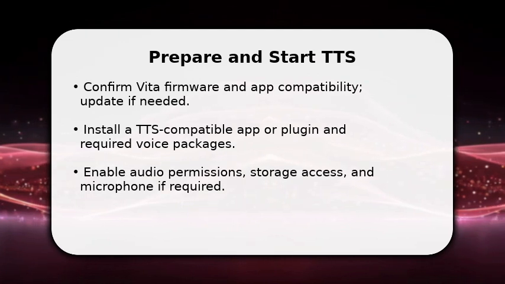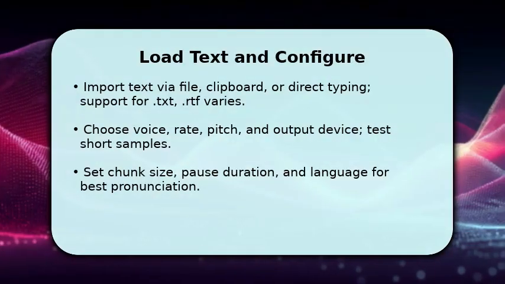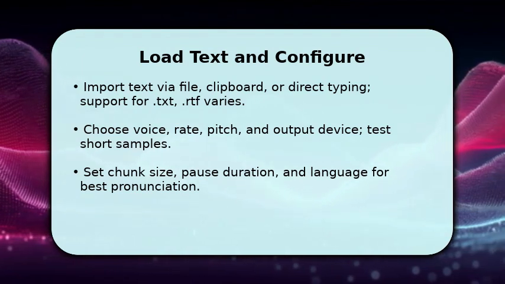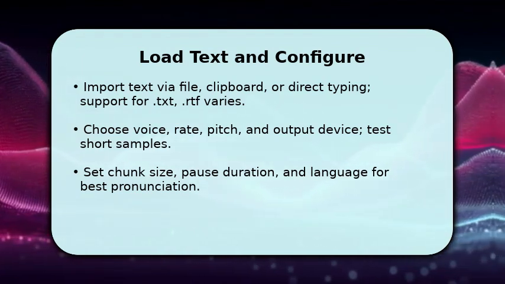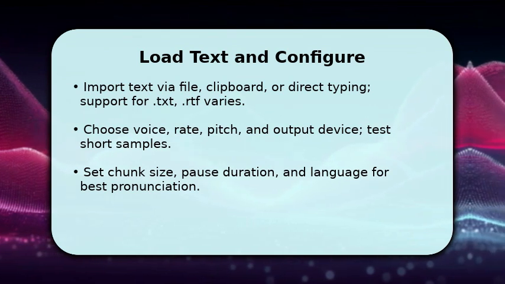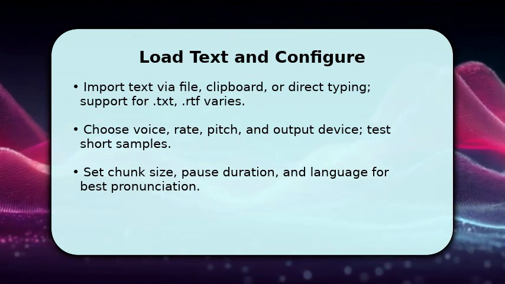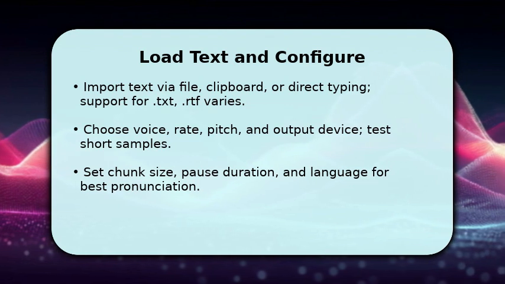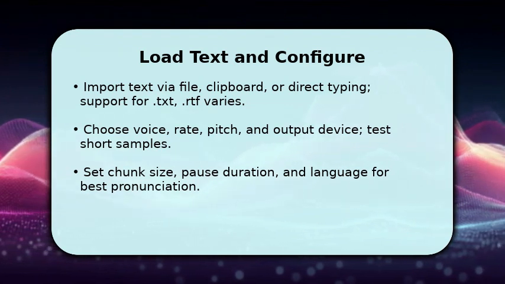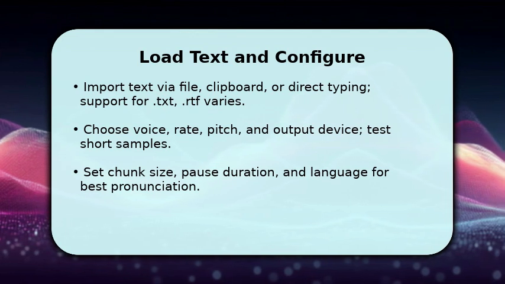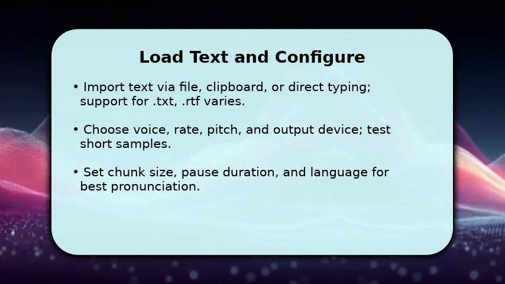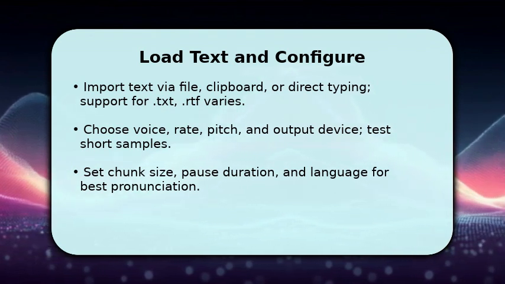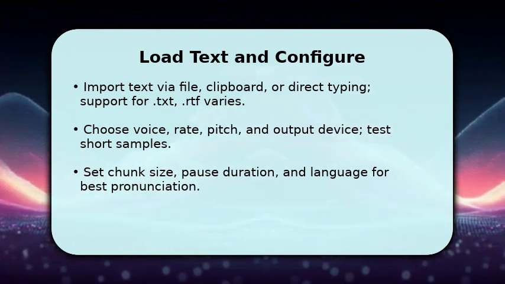Next, you load the text you want read. Either import a file, paste from the clipboard, or type directly. Once the text is present, select the voice, then adjust speaking rate and pitch, slower for clarity, faster for natural flow. Make sure the output device is correct, then preview a short sample. If you have long passages, set chunk size and pause durations to avoid truncation. These settings control how the Vita processes text, and finally, you export or play the finished audio.